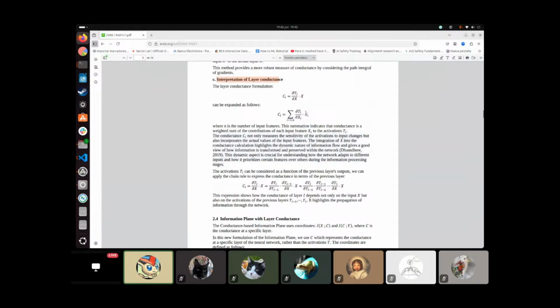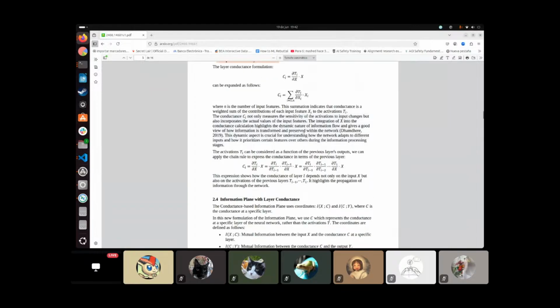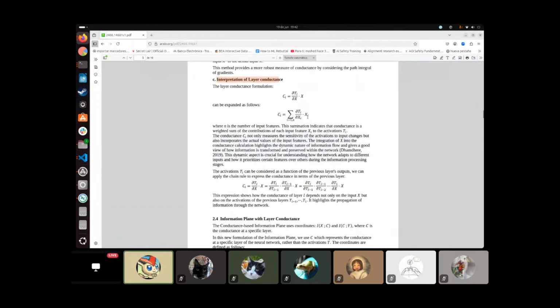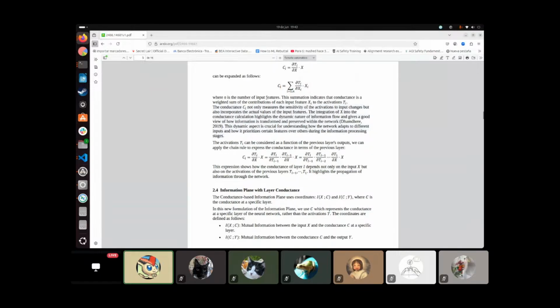Right, so this is basically the same, but for all of the layers, I guess. No, for the inputs. It's for a specific layer. Yeah, so it's the conductance for some specific layer, and it's doing it for a bunch of inputs. Yeah, input features.